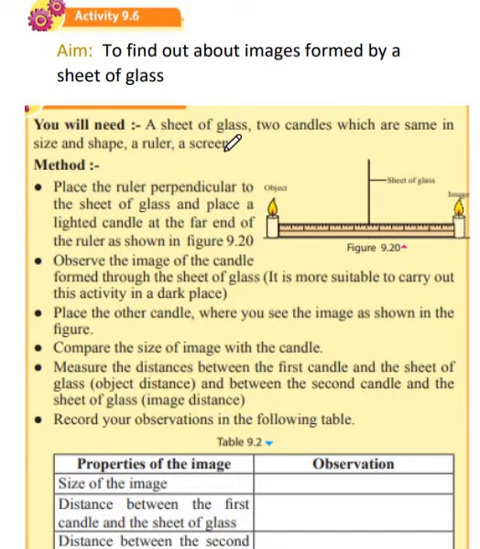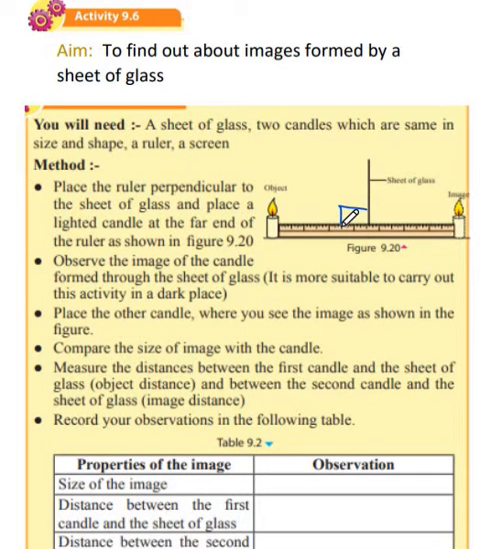So we are going to place the ruler on a table, fix the glass sheet perpendicular to the ruler, as I had explained to you earlier. Then you keep the candle in front at the edge of the ruler, and then you observe the image. You just look at the mirror, have a look, and you will be able to observe the image like such. Okay guys, you will be able to observe this image.